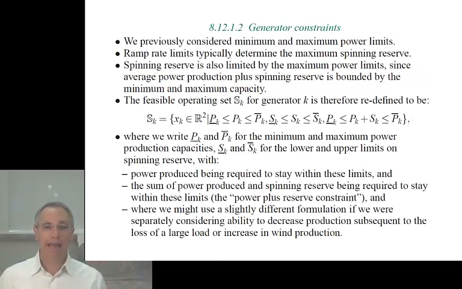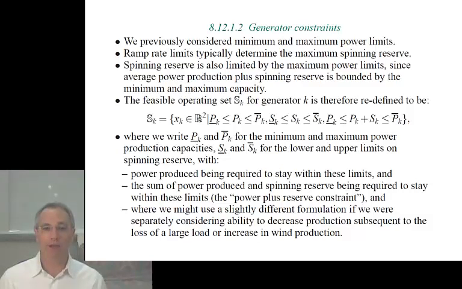We previously considered minimum and maximum power limits for a generator. When we're thinking about spinning reserve, there'll also be limits on the maximum spinning reserve that can be provided, and it's typically the ramp rate limits of a generator that determine that maximum spinning reserve. It's also limited by the maximum power limits, since average power production plus spinning reserve is bounded by the maximum and minimum capacity. So a typical feasible operating set for a generator that's offering spinning reserve could be something like this. Sk is the set of xk's in R squared.